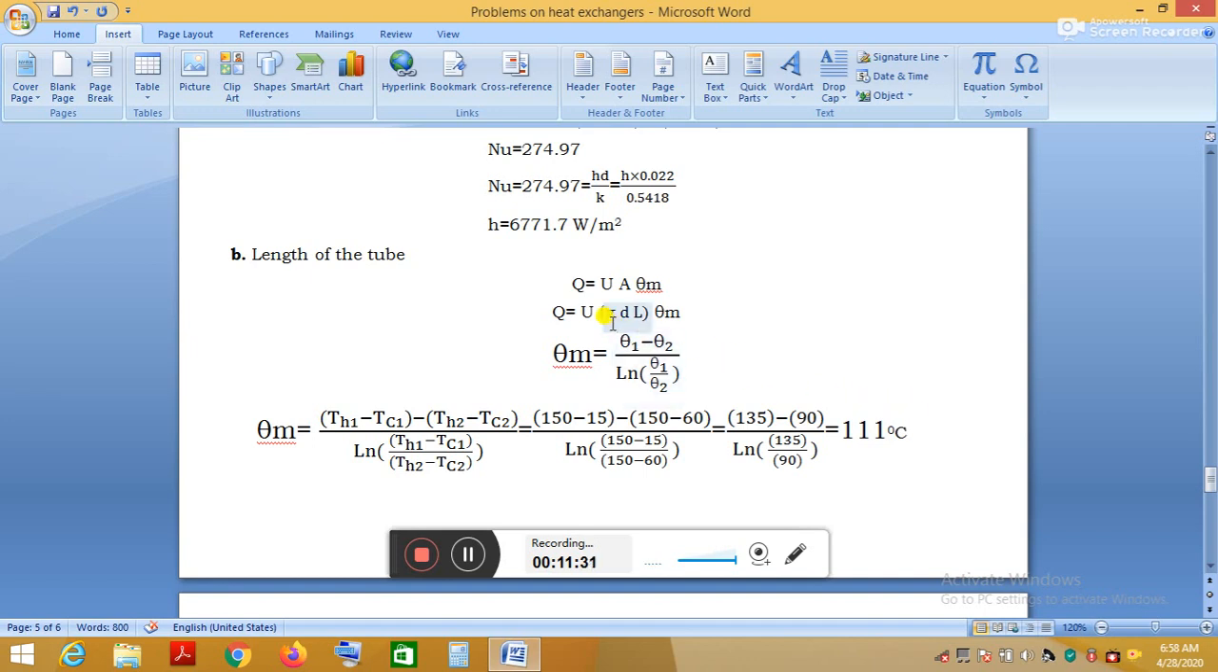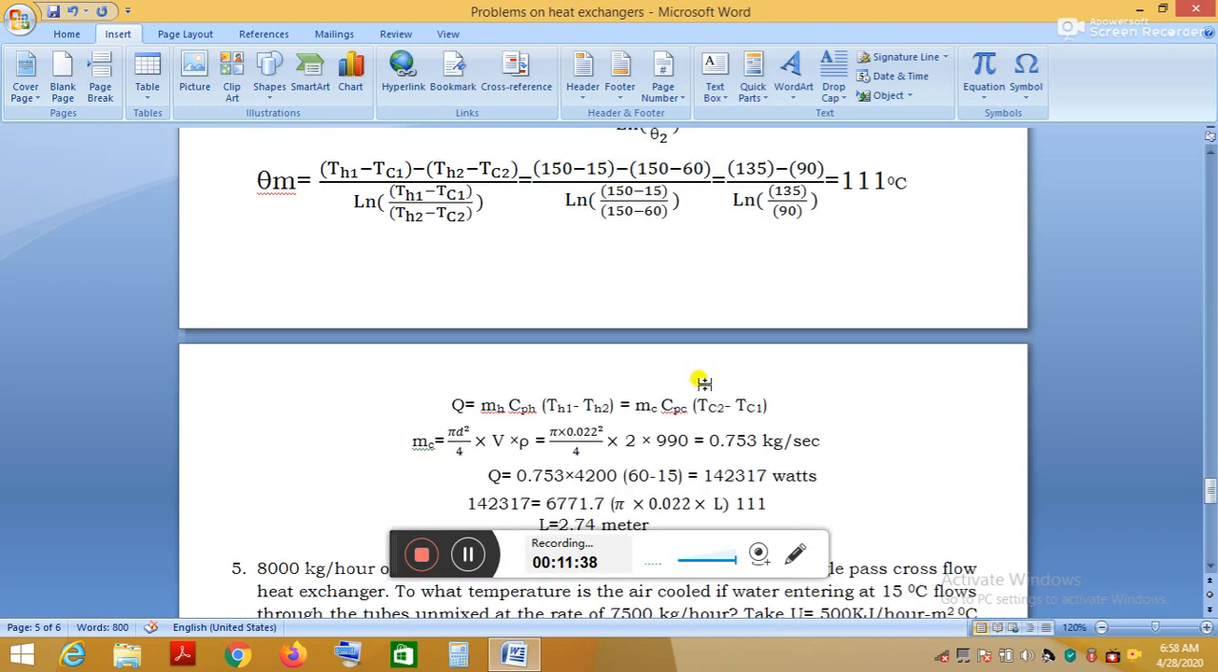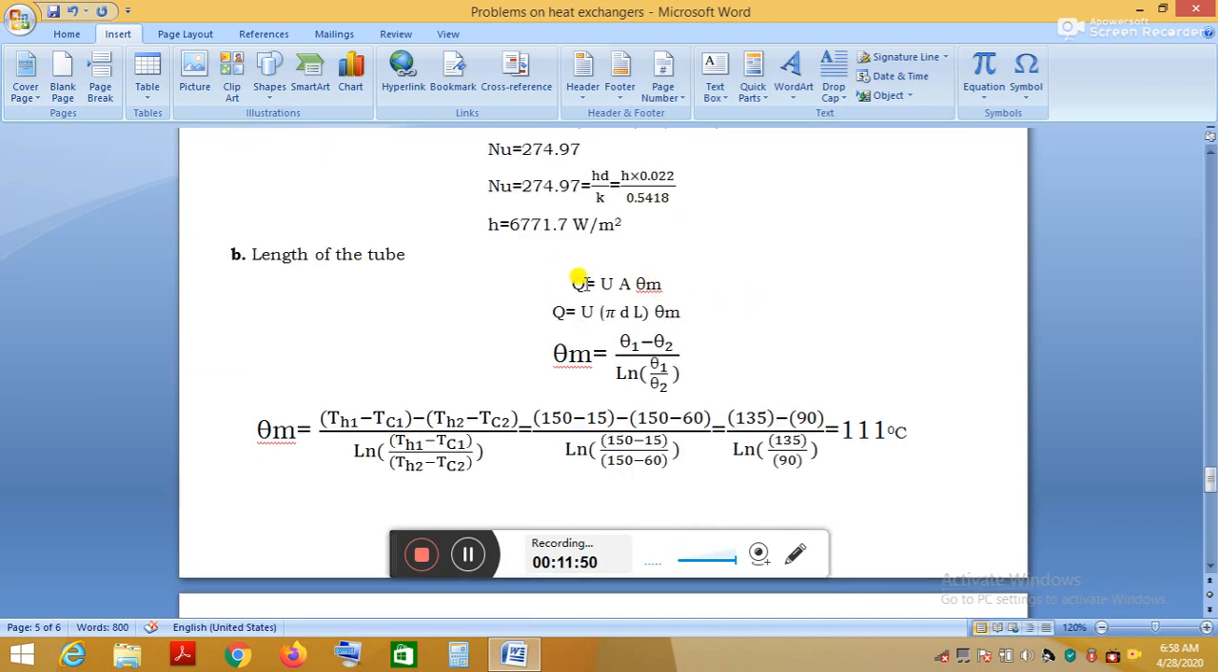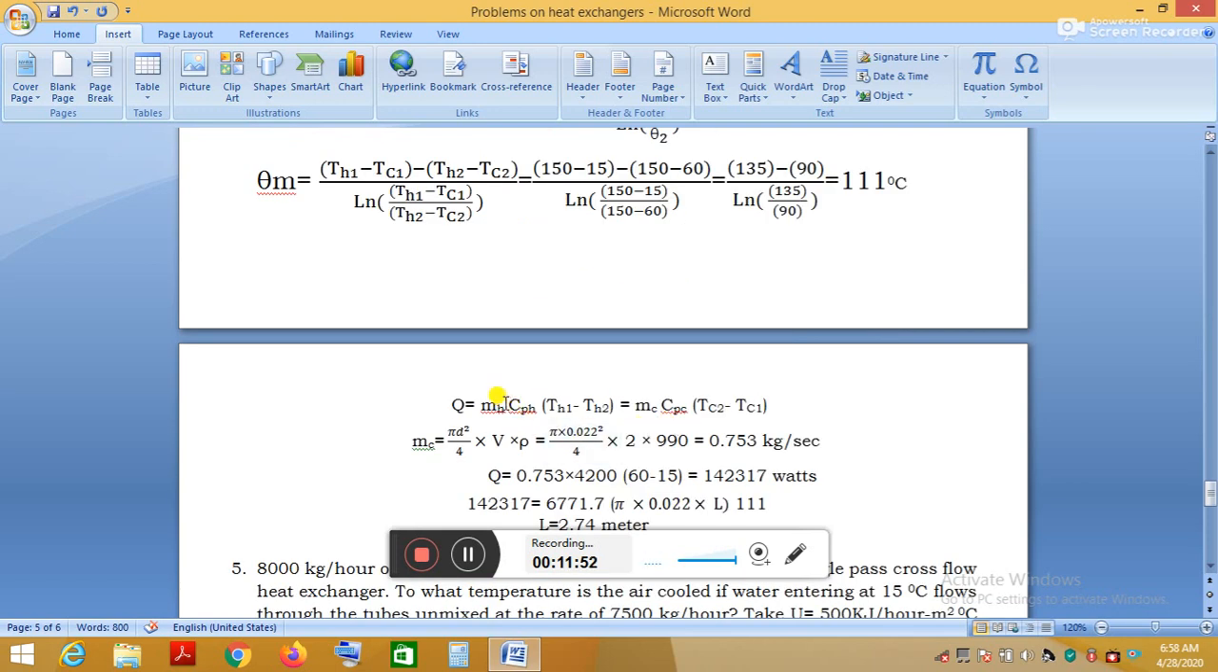Next, to find the length of the tube L, in this equation the unknown is Q, which can be found by using the equation mh into Cph into Th1 minus Th2, or mc into Cpc into Tc2 minus Tc1. The heat transfer value Q can be found by using these equations, but here the value of mc is not given. That means the mass of the fluid, the mass of the hot fluid is also not given, and the mass of the cold fluid is also not given.